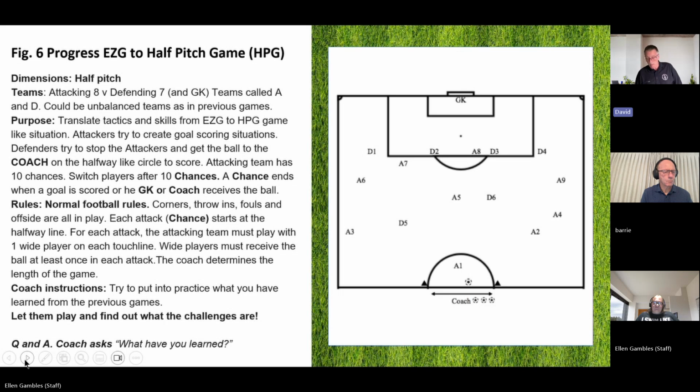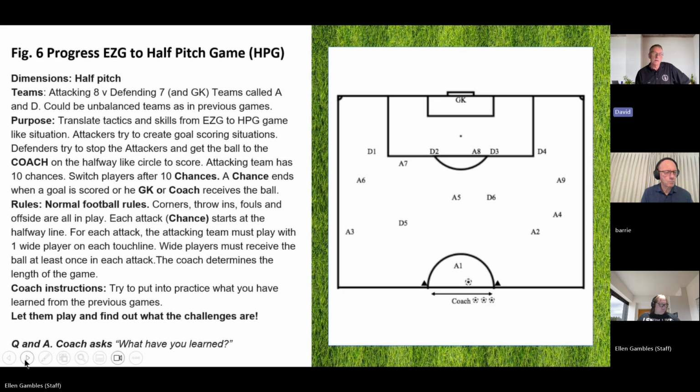If the defending team gains possession, they can try to score a goal by passing the ball back to the coach. And you see on the diagram, the coach is on the halfway line. So if the coach can receive the ball, the defending team can score. But as we said, if the goalkeeper gets the ball or it goes out of play for what would have been a goal kick, then that chance is finished. And we start again with a second chance, and the attacking team starts again on the halfway line, and we continue to play.